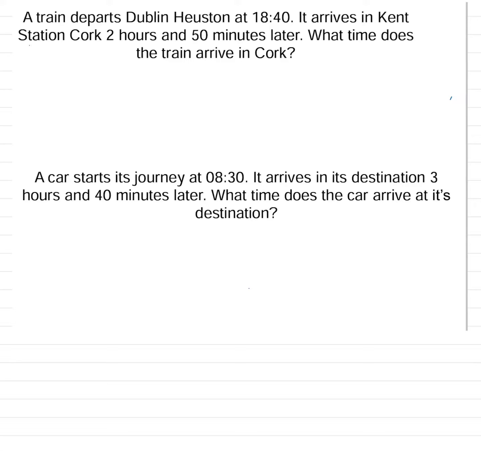So I'm going to write this, first of all, my hours and minutes. So I have the 18:40 and then 2 hours and 50. And we're going to add these together. So the minutes first, so 40 and 50 gets us 90 minutes. 18 and 2 then we have 20.